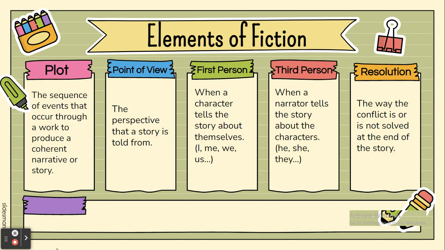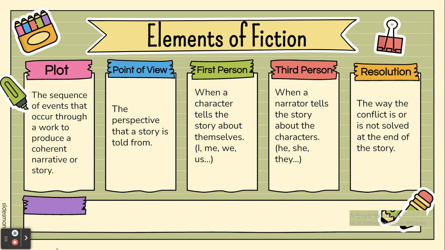Next up, we have plot, point of view, first person, third person, and resolution. The plot is the sequence of events that occurs through a work to produce a coherent narrative or story. Coherent means it makes sense from beginning, middle to end. The point of view is the perspective that a story is told from, which brings us to first person and third person.